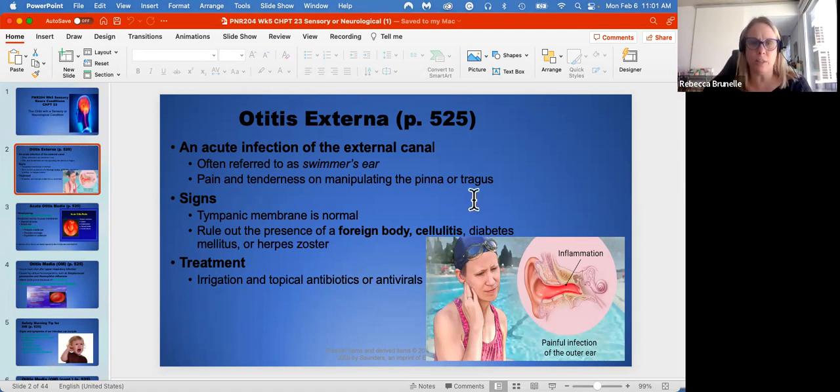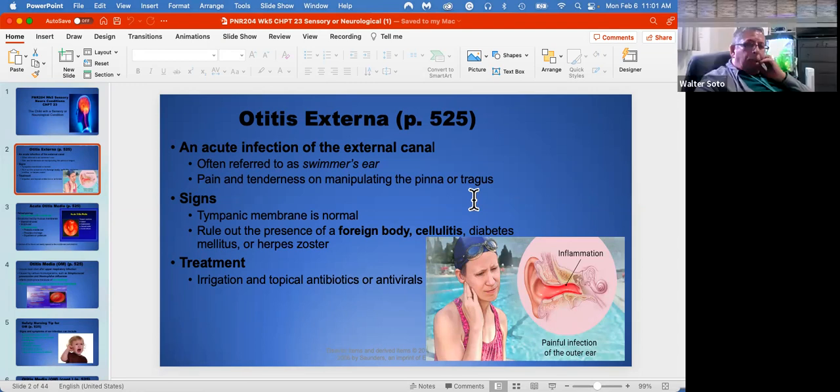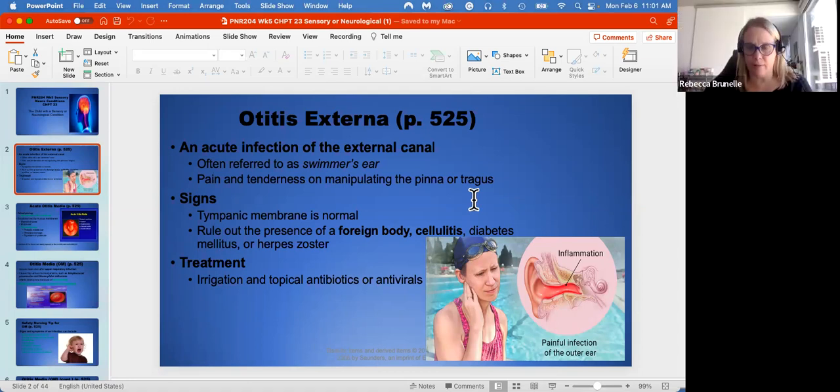What do you think otitis externa is? It's not an otitis media. What would be the difference between an otitis media and an otitis externa? External, that would be outside, like in the canal outside. Yes, exactly.